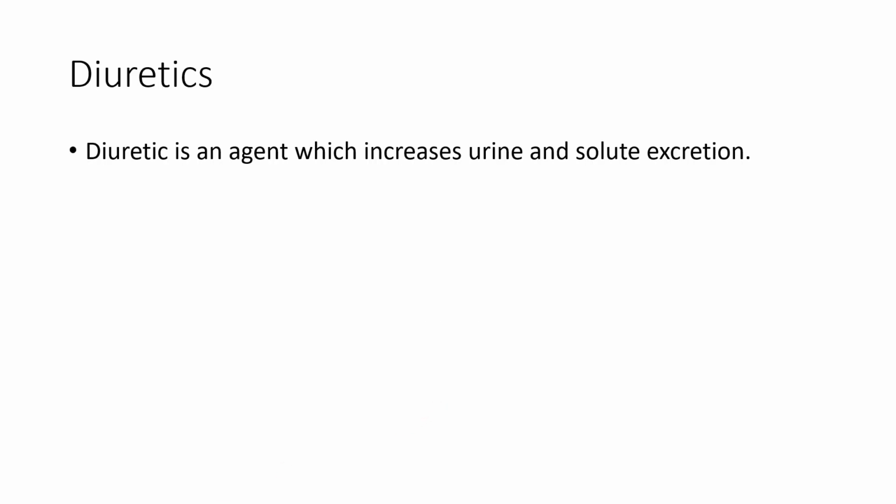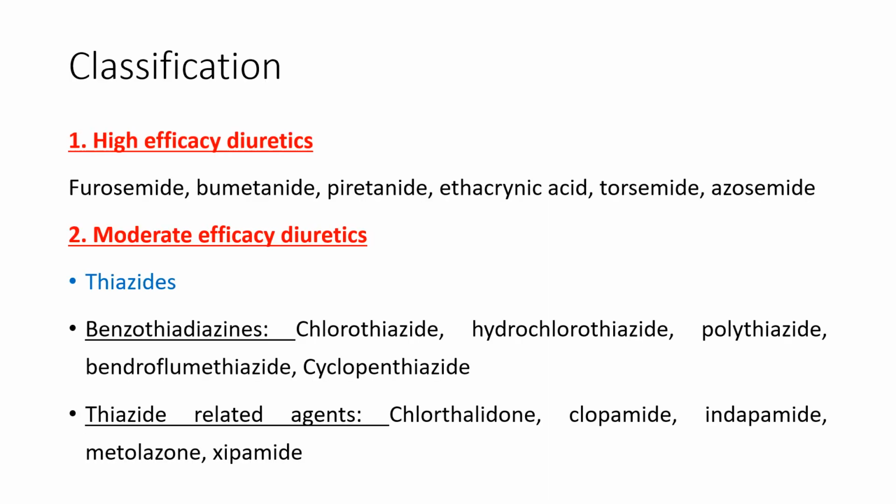So now first we'll see what we mean by diuretics. Diuretics are agents which increase the urine and solute excretion from the body. In simple terms, we can say diuretics are drugs which increase the flow of urine from the body. Now we'll see the classification.